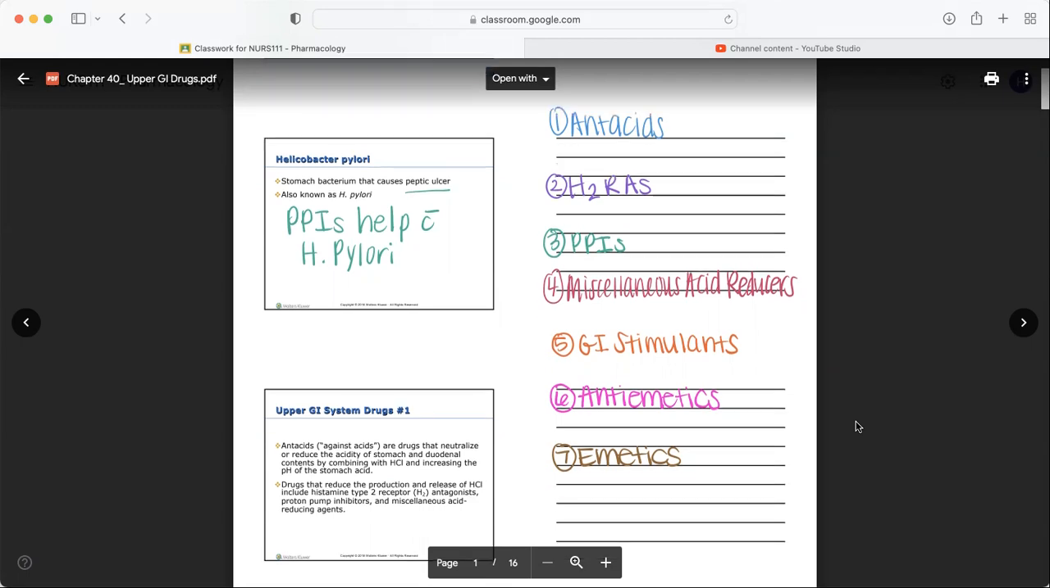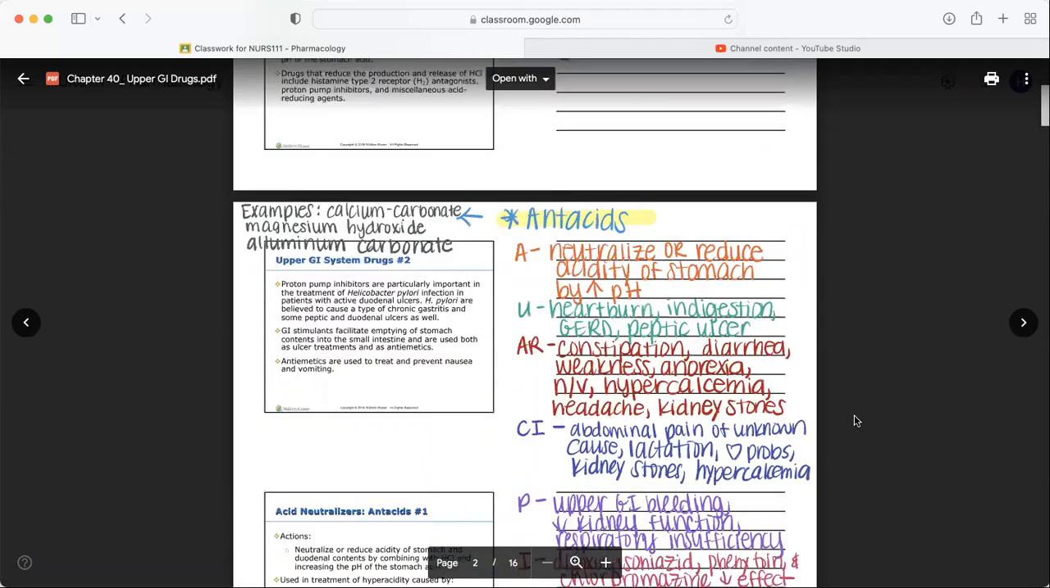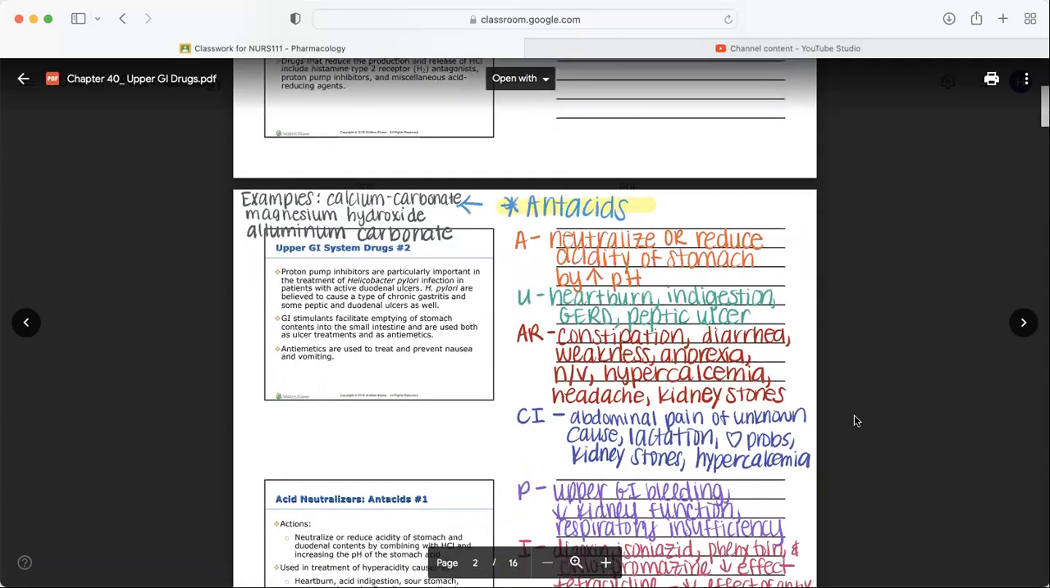Okay, so digging into these drugs, antacids are the first class of drug, and the action of antacids is to neutralize or reduce the acidity of the stomach by increasing the pH. Examples of antacids include calcium carbonate, magnesium hydroxide, and aluminum carbonate. Uses for antacids: maybe you've got some heartburn, some indigestion after eating a nice greasy pizza, gastroesophageal reflux disease or GERD reflux, or peptic ulcer. Antacids are going to help neutralize the acidity so that the ulcer can heal.